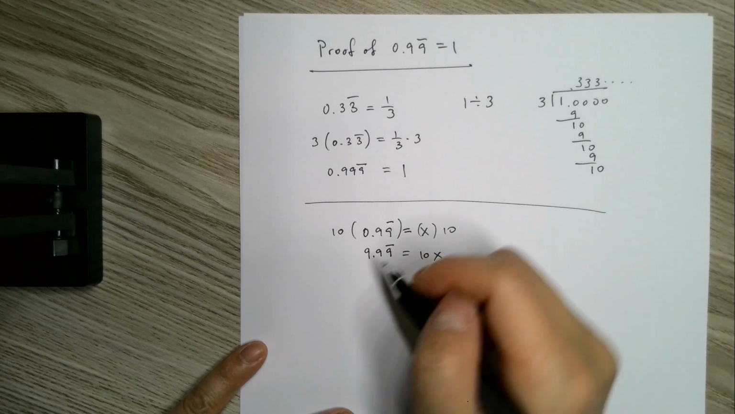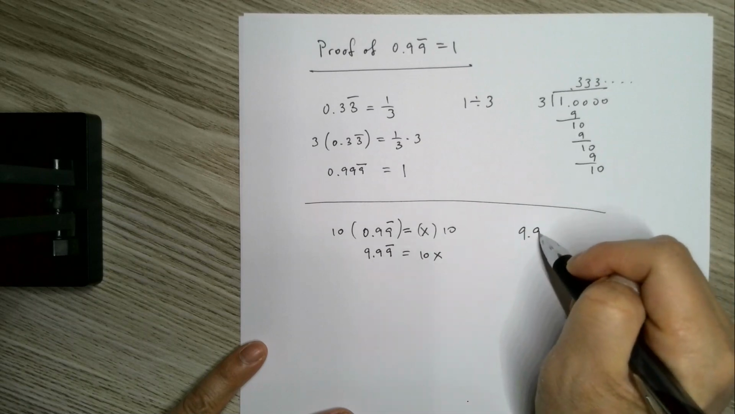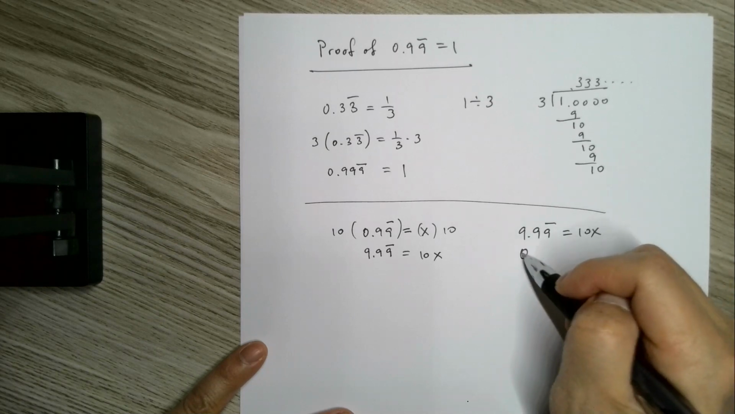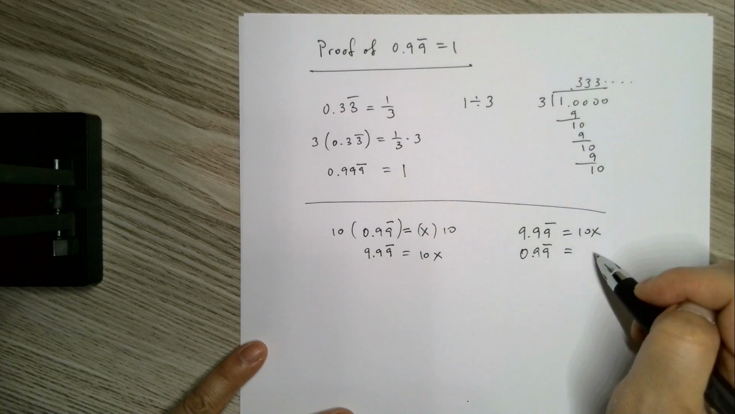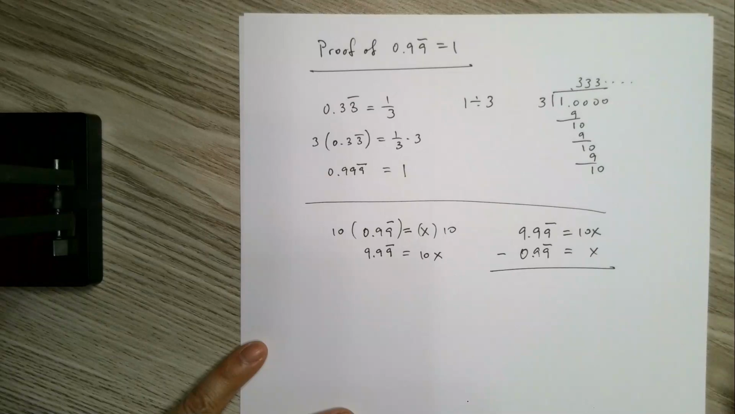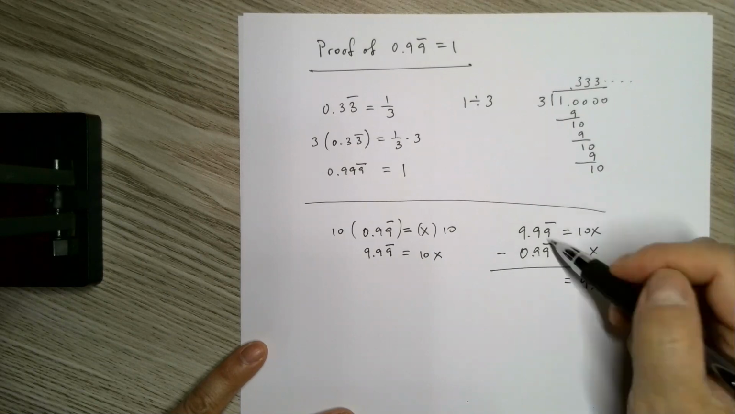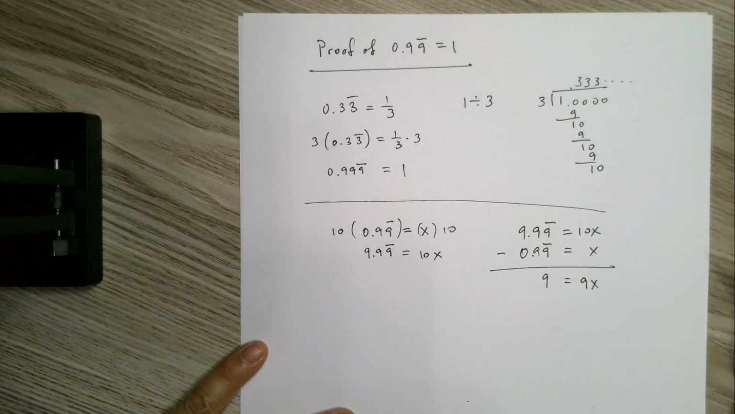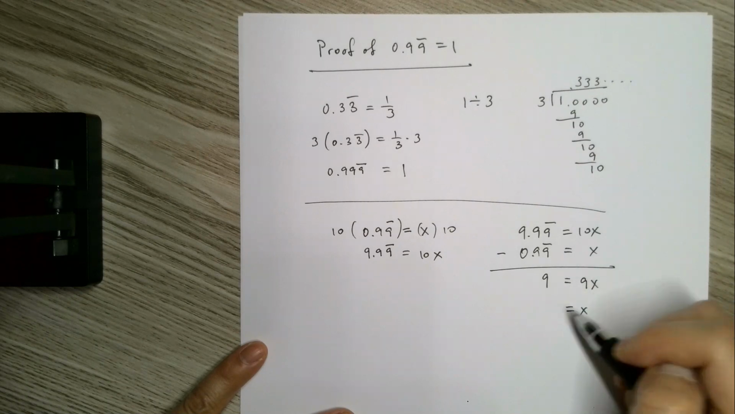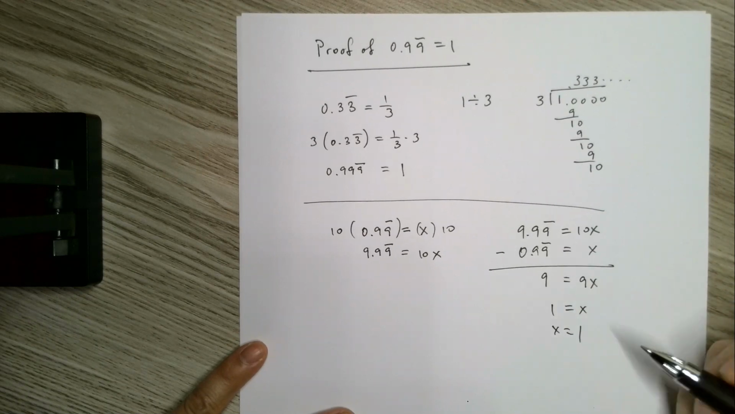Okay, I'm going to rewrite this new equation over here, and the original equation right under it. And then I'm going to subtract the equations, also known as linear combination if you take an algebra. 9x on the right and 9 on the left. Divide both sides by 9, x equals 1. And there you have it.